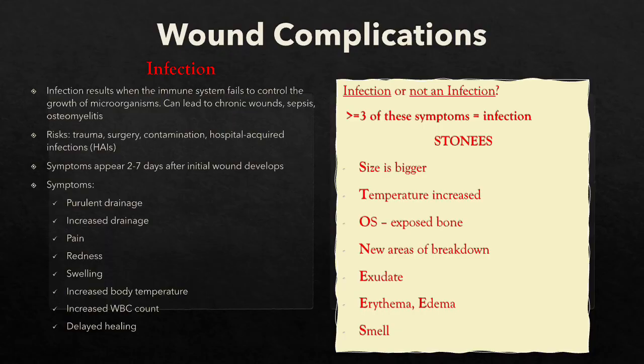One of the main complications of wounds is infection. This occurs when the immune system fails to control the growth of microorganisms, leading to chronic wounds, sepsis, or osteomyelitis. Risks include trauma, surgery, contamination, and hospital-acquired infections. Symptoms appear 2 to 7 days after the initial wound develops, and these include purulent drainage, increased drainage, pain, redness, swelling, increased body temperature, increased white blood cell count, and delayed healing.